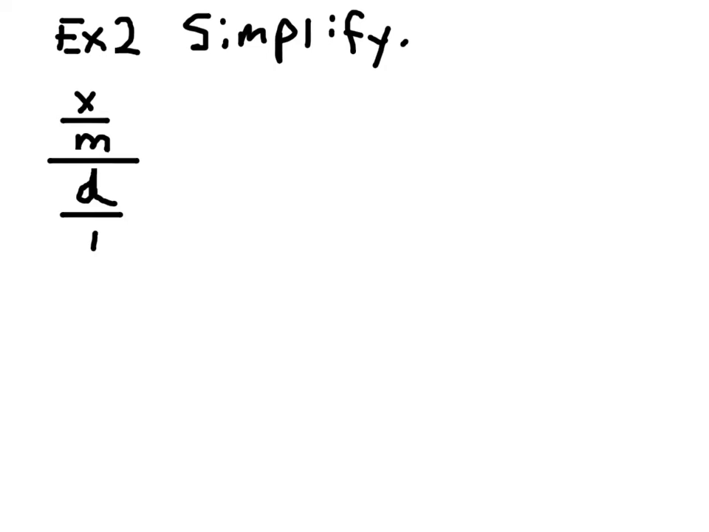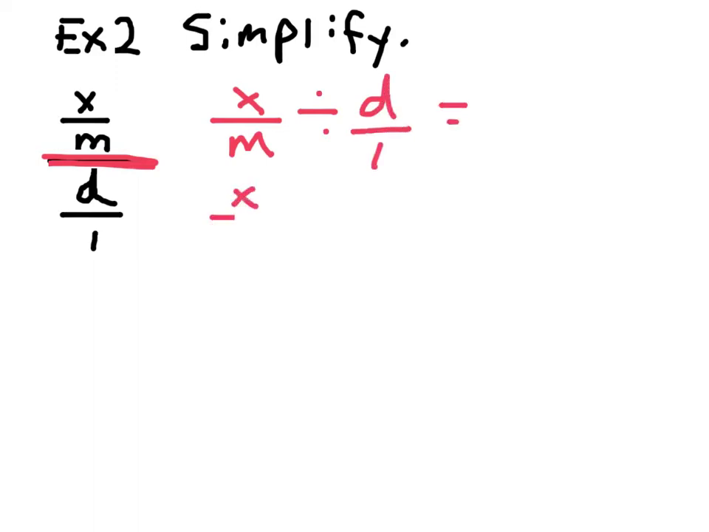All right, so in red, I'm going to do the first method that I did in the other. I'm going to think of the division bar, the main bar, as a division symbol. So I have x over m divided by d over 1. Now I'm going to change it to multiplication. So to divide fractions, we multiply by the reciprocal of the second fraction. Check if I can cross cancel. I can't. There's nothing to cross cancel, so I multiply across. So x over md, because x times 1 is x and m times d is md.